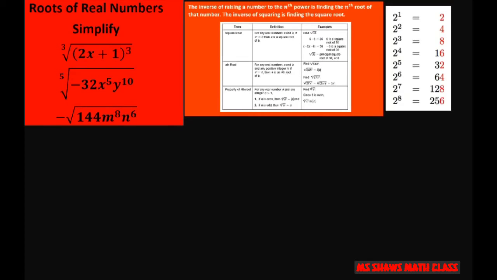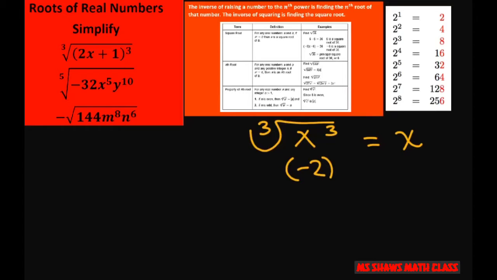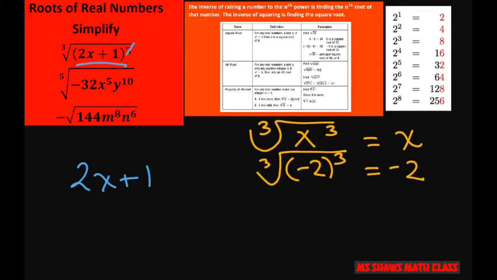So for the first one, if we have the cube root of x cubed, that's just going to be x. It's an odd number, so if I put an odd in here, I'll get the same answer. So I put negative 2 cube root, that's still going to give me negative 2. So in our case, we have these variables, so all you're going to do is write this as 2x plus 1, because these kind of cancel out each other.